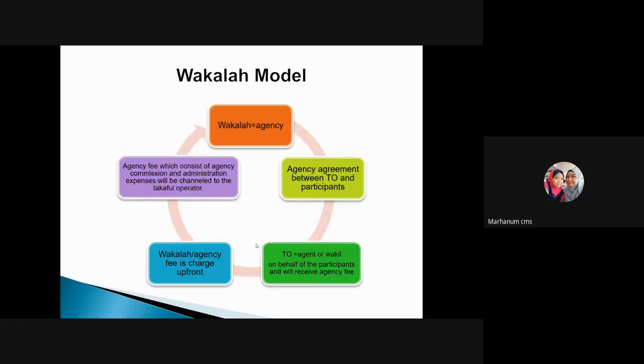And now we go to the Wakalah model. So what is Wakalah? Wakalah is an agency model. There will be an agency agreement between the Takaful operator and the participant. The Takaful operator becomes the agent, or wakil, on behalf of the participants and will receive an agency fee. The Wakalah or agency fee is charged upfront, before the fund is segregated into the risk fund and participant account. The agency fee, which consists of agency commissions and administration expenses, will be channeled to the Takaful operator.